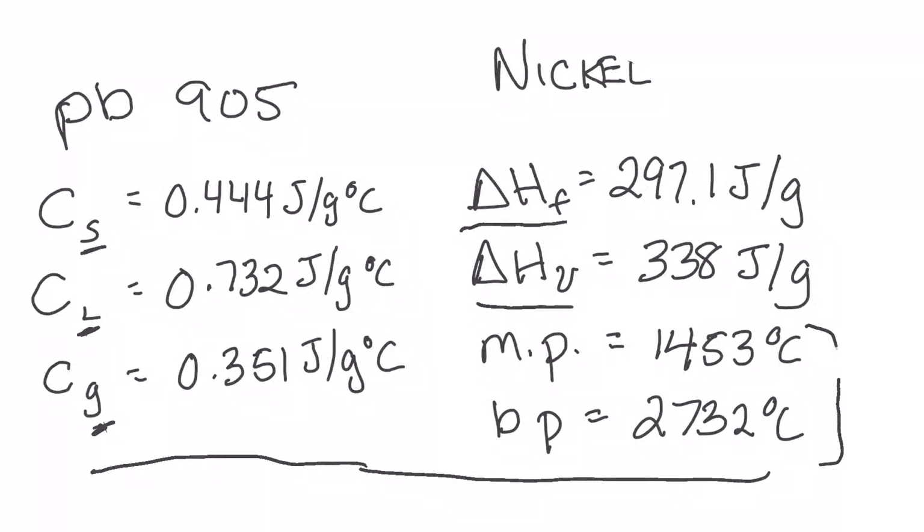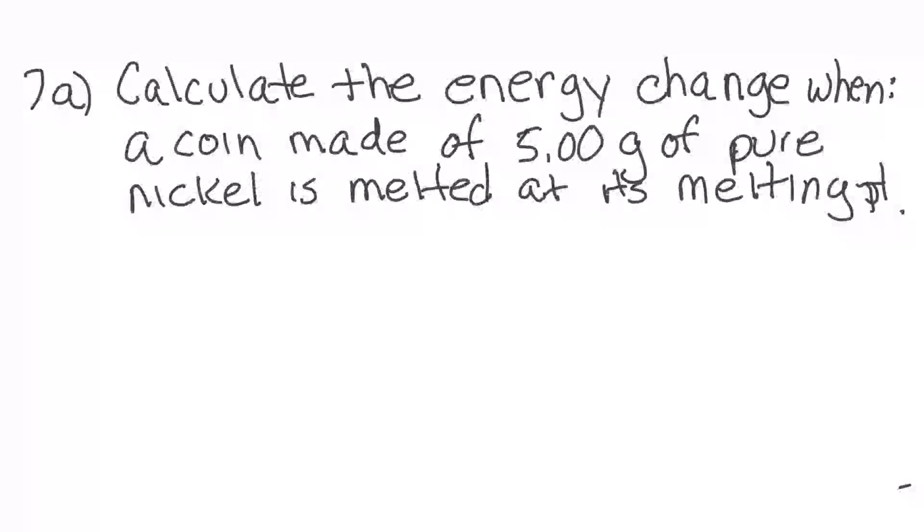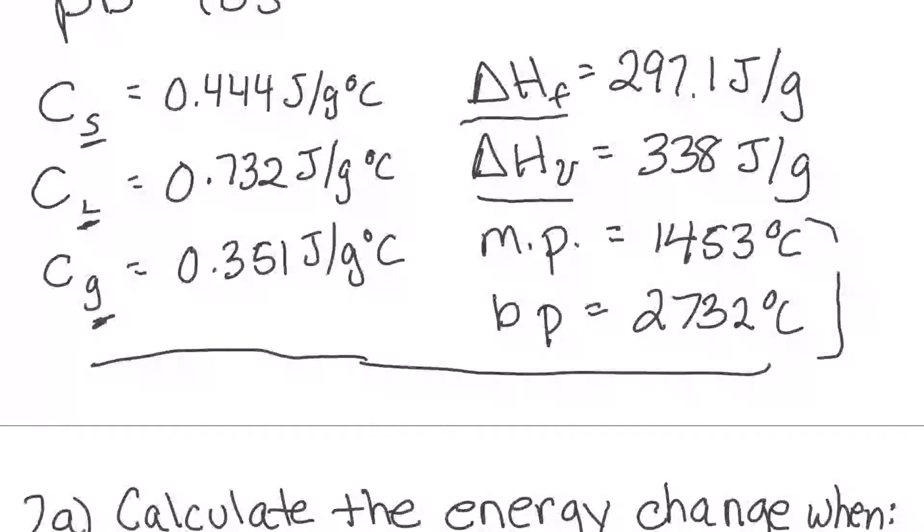So let's try one of these examples, and let's do 7a together. 7a says, calculate the energy change when a coin made of 5 grams of pure nickel is melted at its melting point. Now we need to pick one of those first three equations to use. So let's go back to them.